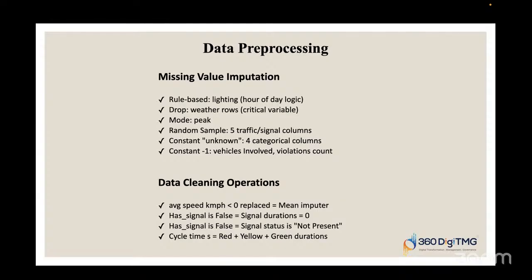Since there were many columns with missing values, we did imputation. What kind of rule-based imputation did we do? If the weather column had missing values, we used mode imputation for that particular column. In the traffic signal column we also did random imputation. Sometimes mode imputation will not work, so we use random imputation.